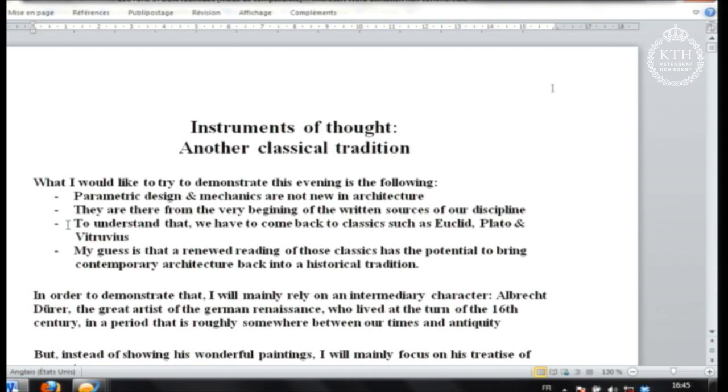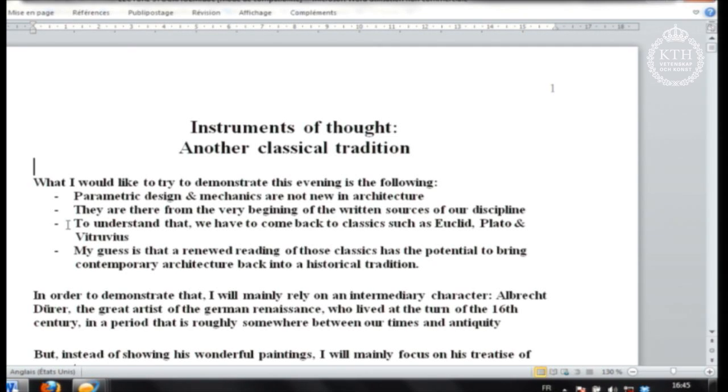So what I would like to do this evening is to try to demonstrate that parametric design and mechanics are not new in architecture. They are actually there from the very beginning of the written sources of our discipline. And to understand that, we have to come back to classics such as Euclid, Plato, and Vitruvius.